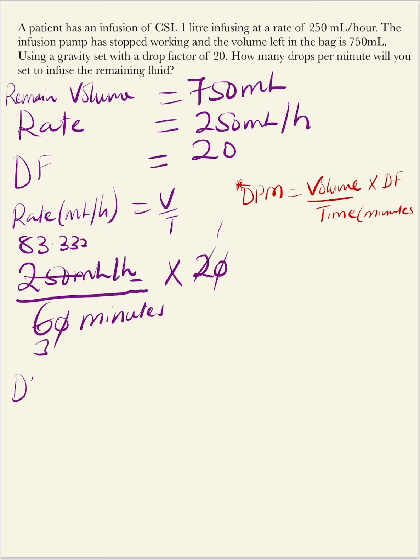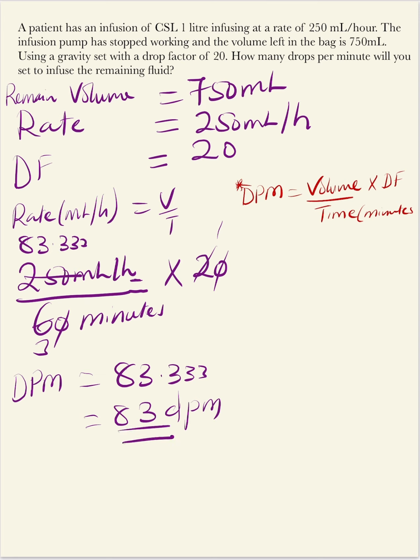So we got our DPM as 83.33 drops per minute. Of course, here now we have drops. We can't use a decimal point for the drops as an answer because we are giving one drop, all drop, not decimal points. So we need to round down because it's less than a 5. So what we end up with is 83 drops per minute as your final answer for this question.